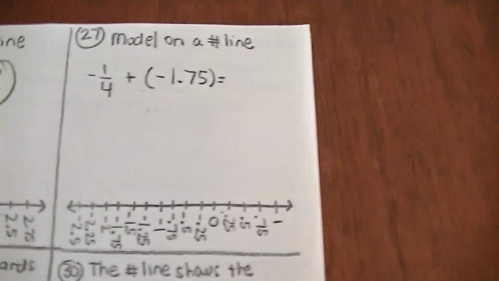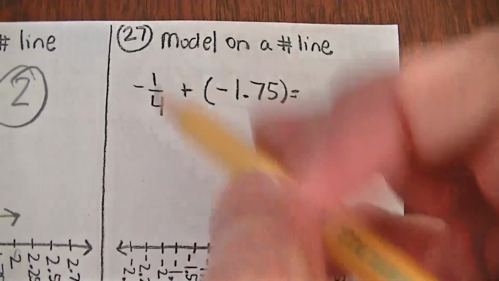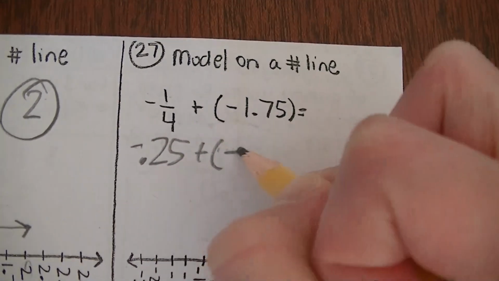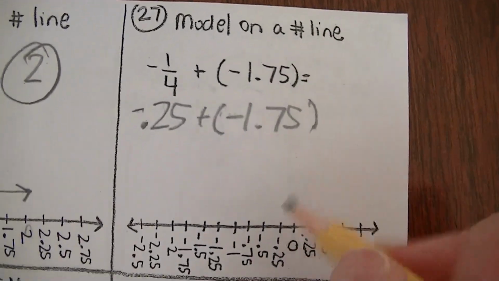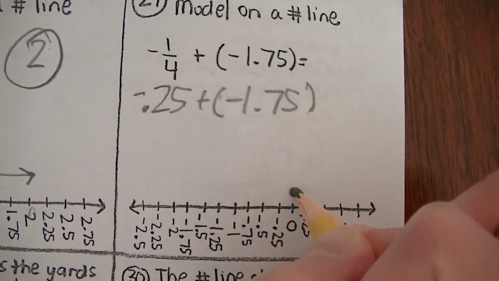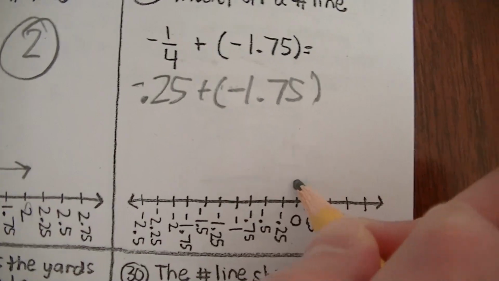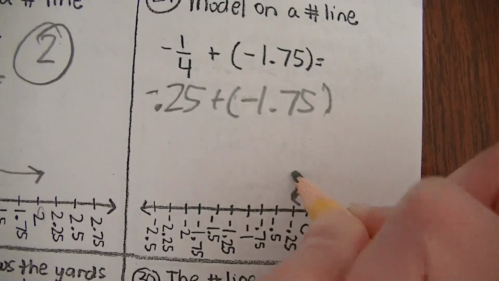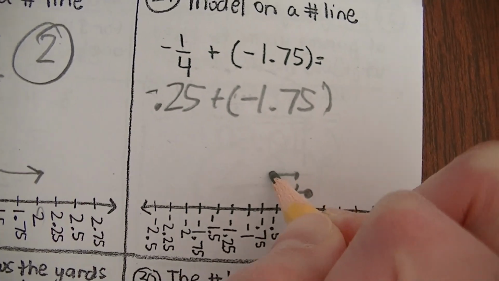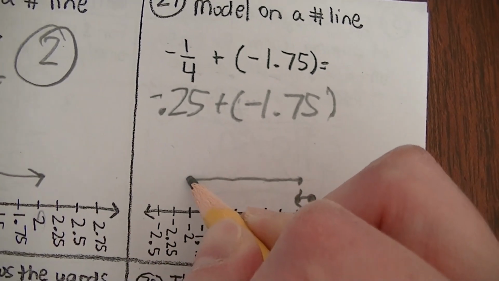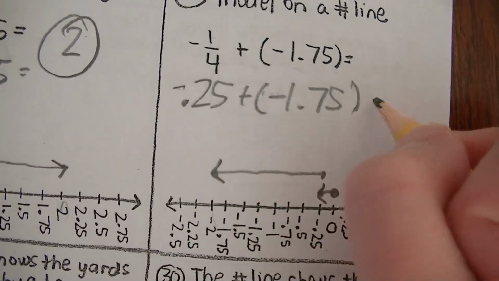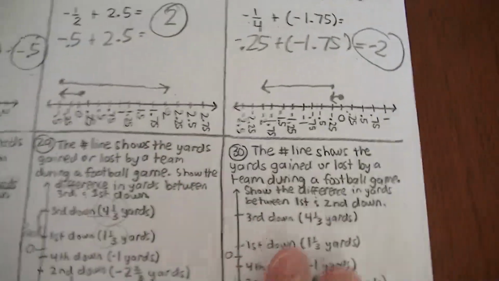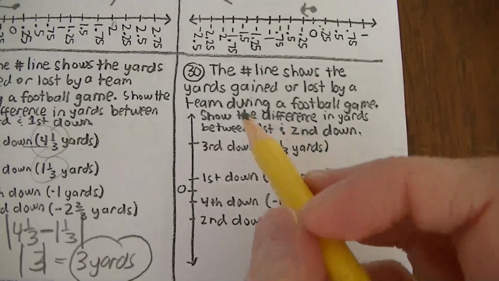Model on a number line. So decimals, so I know this is negative 25/100ths. Okay, and start at 0. Go to the left, just 25/100ths because it's negative. Now I've got to go further to the left, 1 and 75/100ths more. Remember, we're counting by 25/100ths. Okay, so it ends up at negative 2. Similar to the other ones. Follow the pattern if you got stuck, okay?